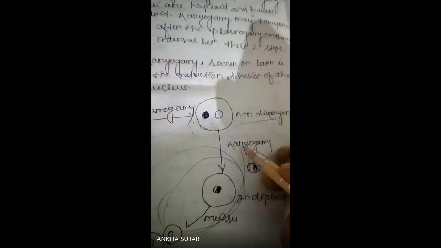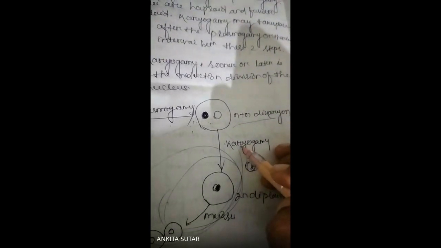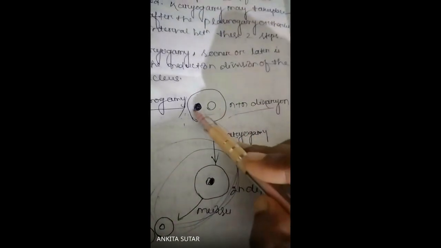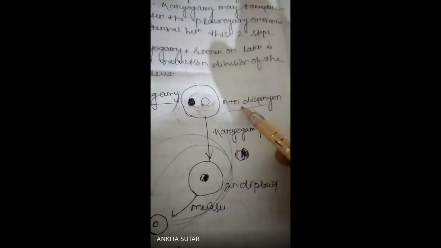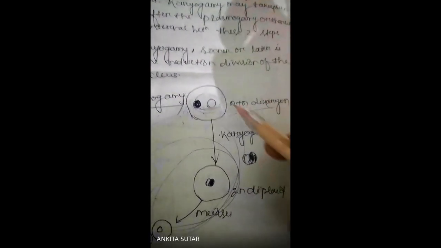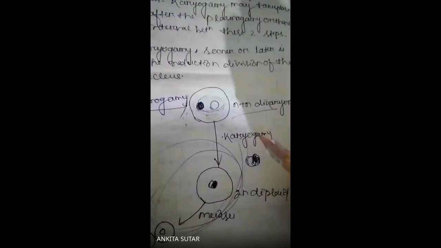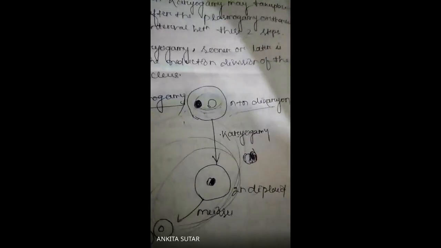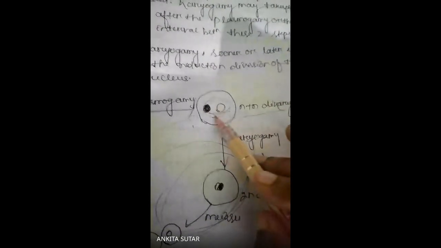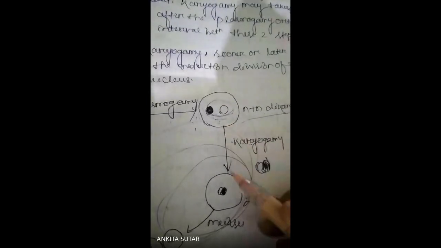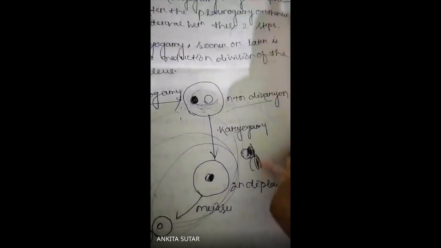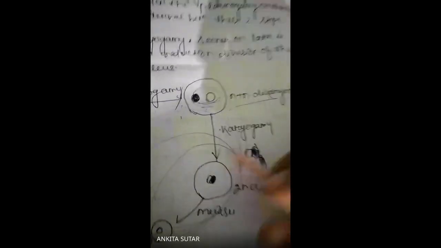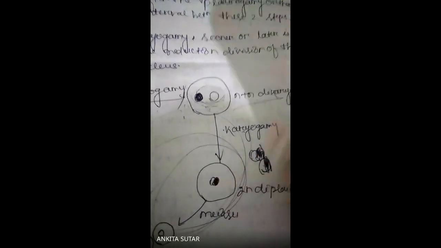ओके, उसके बाद क्या होगा? कैरियोगामी होगा. कैरियोगामी मतलब क्या? The fusion of two nuclei. जब यहाँ पे टू न्यूक्लियस हुआ, ये n+n डाइकैरियन. ठीक है, पहले तो प्लाज्मोगामी हुआ उसके बाद कैरियोगामी होगा. कैरियोगामी मतलब क्या? That means the fusion of two nuclei. यहाँ पे दोनों का फ्यूजन हुआ. दोनों का फ्यूजन होने के बाद इस टाइप का साइन है. देखो, ये हाफ ये हाफ, दोनों का फ्यूजन हुआ.